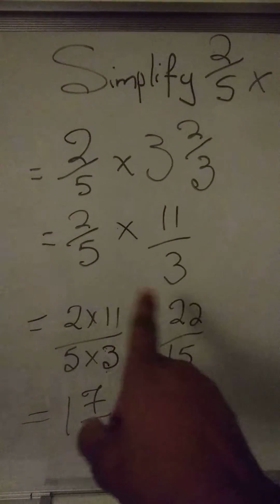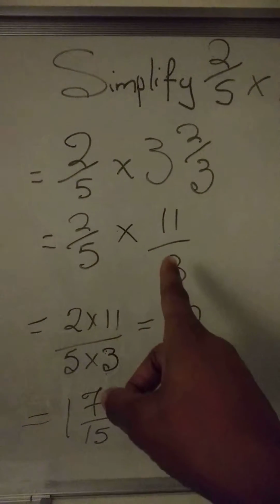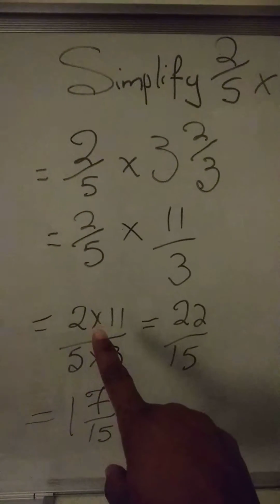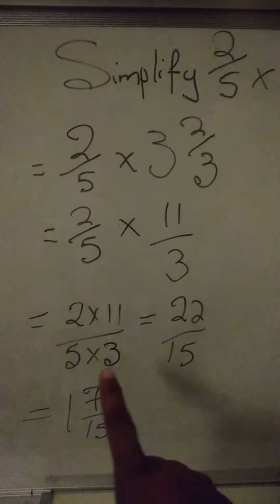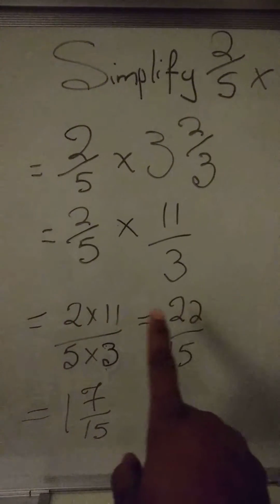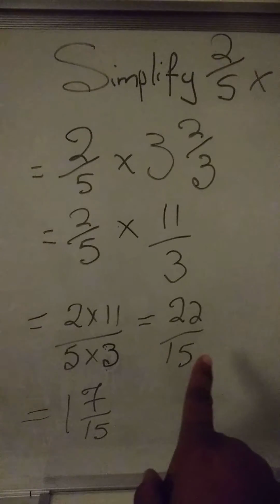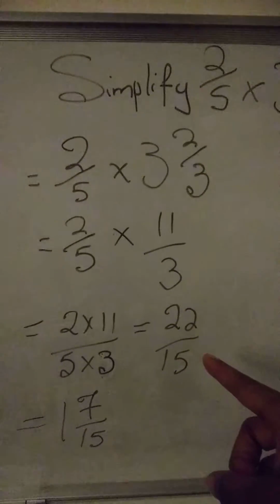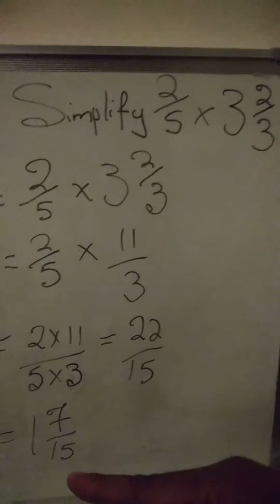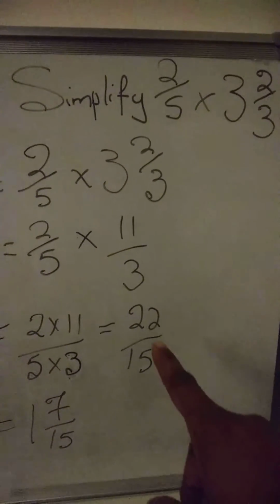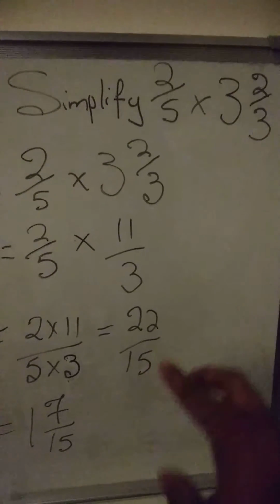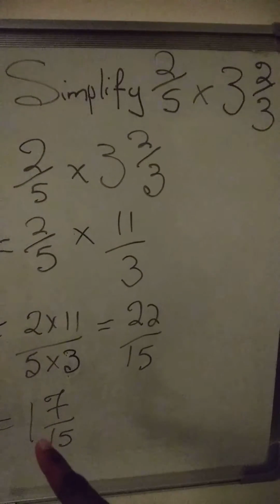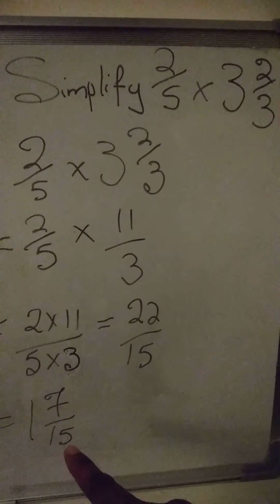There is no common factor here that can divide into each other. So we just go ahead and multiply through: 2 times 11 as reflected here, 5 times 3 as shown here. So 2 times 11 is 22, 5 times 3 is 15. Now they ask you to simplify your answer. This is an improper fraction, so we're going to change it to a mixed fraction. 15 into 22 goes one time, and the remainder is 7/15.